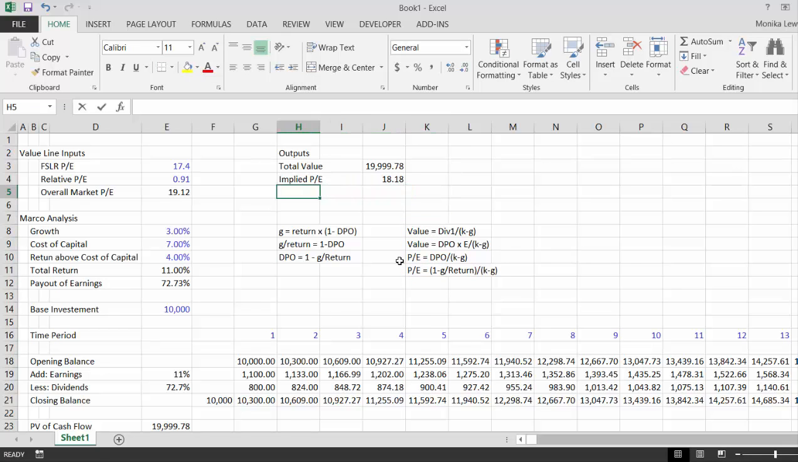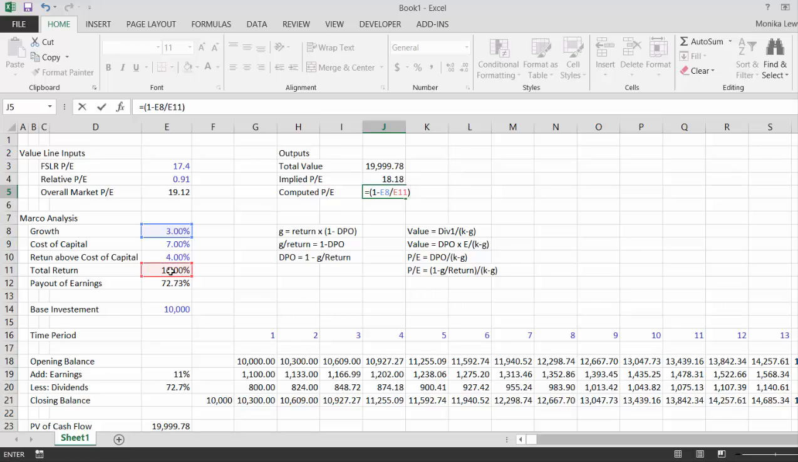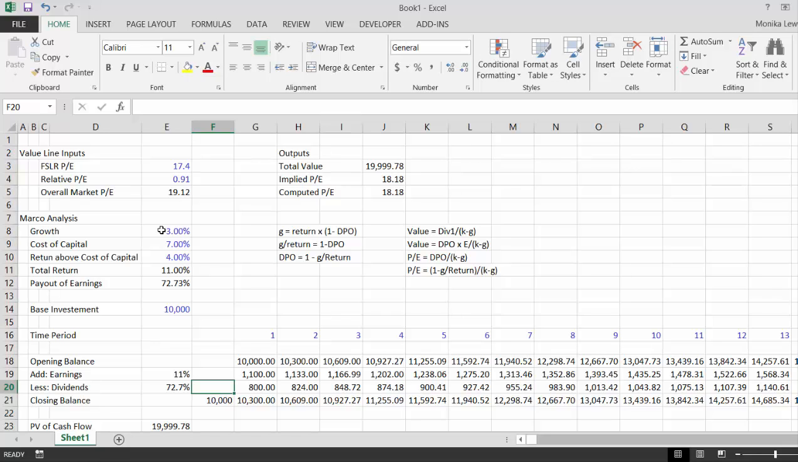So we could put the computed PE right here. And that's simply 1 minus growth divided by return, divided by cost of capital minus growth. You get exactly the same thing. So we don't need that whole formula, this whole silly thing where we went to 300 years. But we can use either one of these to explain what's happening.